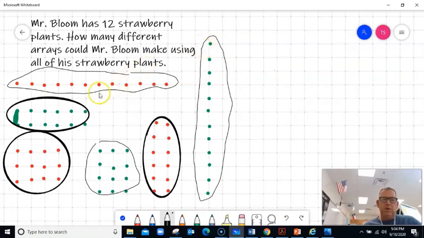So it looks like 1, 2, 3, 4, 5, 6 different ways we can make arrays. So 6 different arrays is what we should have chosen on that one.